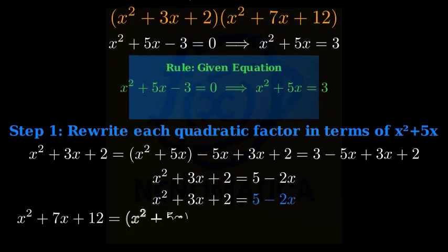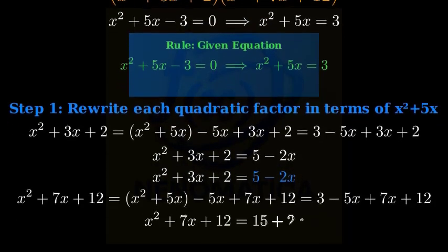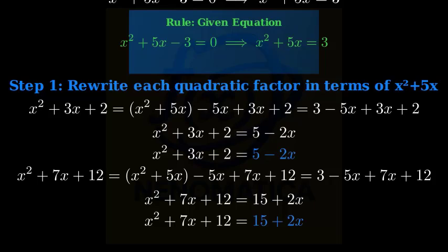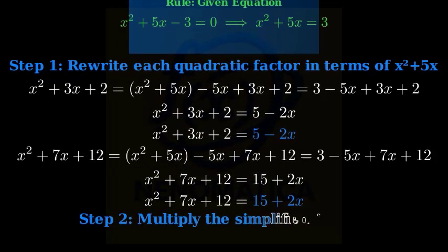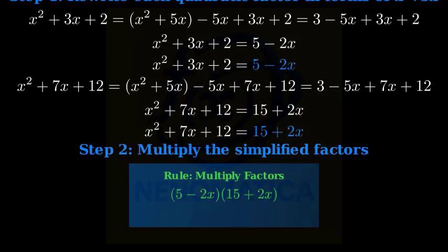Similarly, for the second factor, x squared plus 7x plus 12, we substitute x squared equals 3 minus 5x. This gives us 3 minus 5x plus 7x plus 12, which simplifies to 15 plus 2x. Now let's move to step 2. We need to multiply our simplified factors. We'll multiply 5 minus 2x and 15 plus 2x using the distributive property.